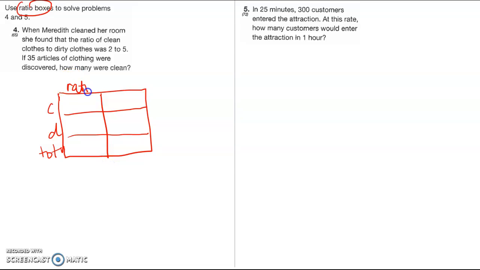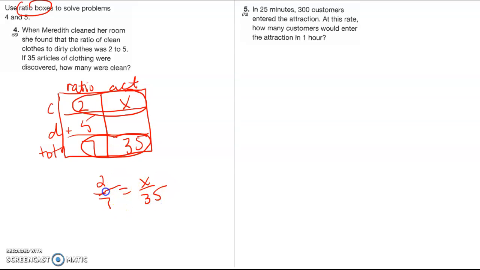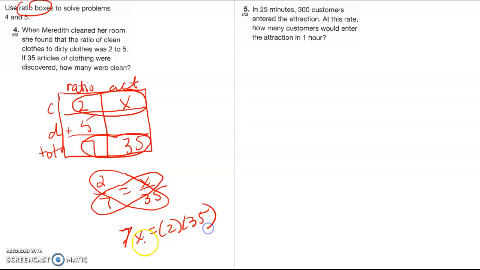Here's my ratio, actual. The ratio of clean to dirty clothes was 2 to 5. I'm going to add that to get my total. There were 35 total articles of clothing, and I want to know what was clean. So I'm going to use this line and this line. 2 over 7 is equal to x over 35. Cross multiply. So the answer is 10.